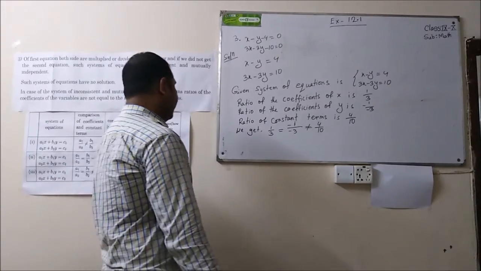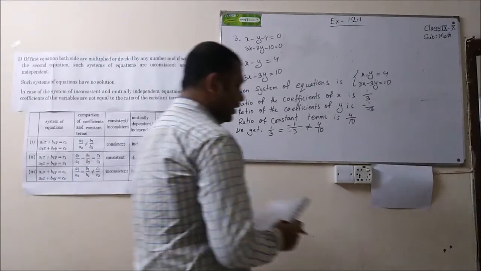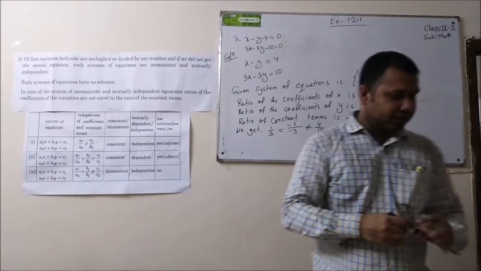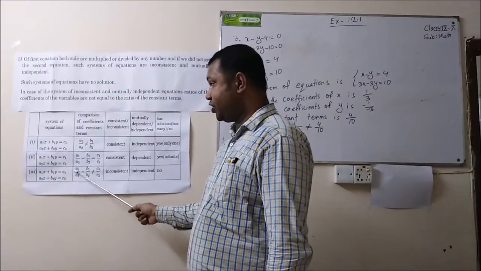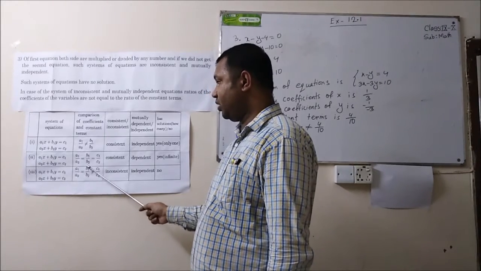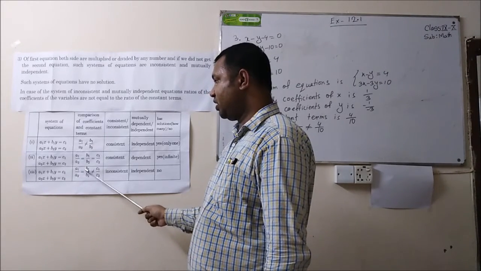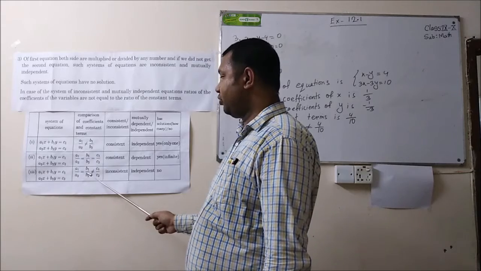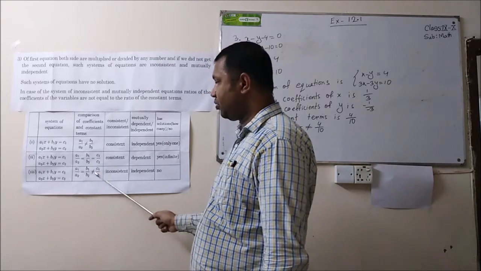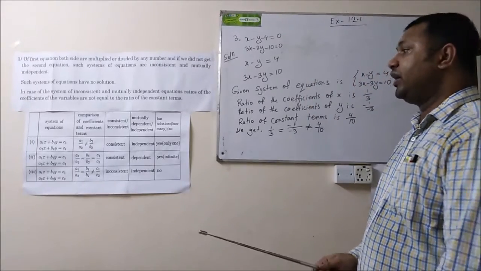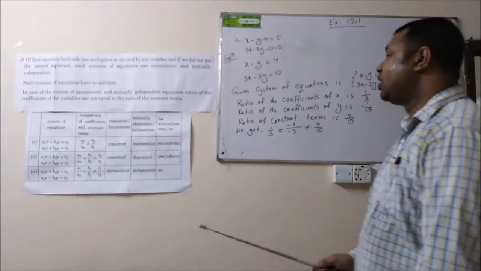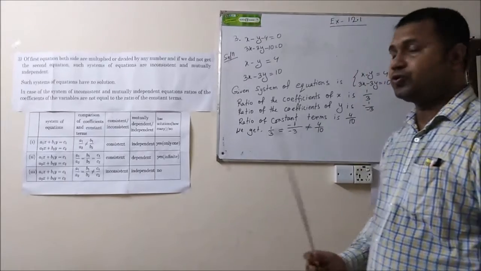So we can see the chart again here, the third rule, where the ratio of the coefficients of x and the ratio of the coefficients of y are equal, but the ratio of the constants is not equal. Such a type of equation we will call inconsistent and independent and it has no solution.